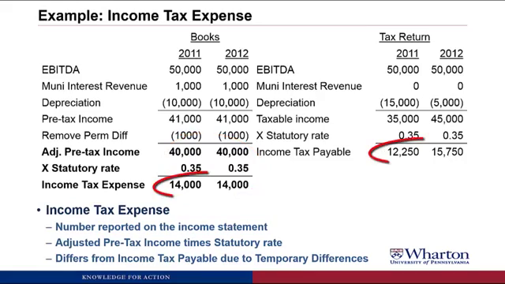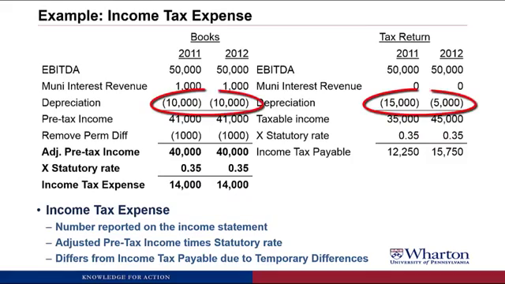Now this differs from income tax payable. So in 2011, we have $14,000 of tax expense, $12,250 of tax payable. And in 2012, we have $14,000 of income tax expense and $15,750 of tax payable. The reason for those differences is due solely to the temporary differences, solely to that difference in depreciation expense that reverses over time. So let me quickly show you how that works.